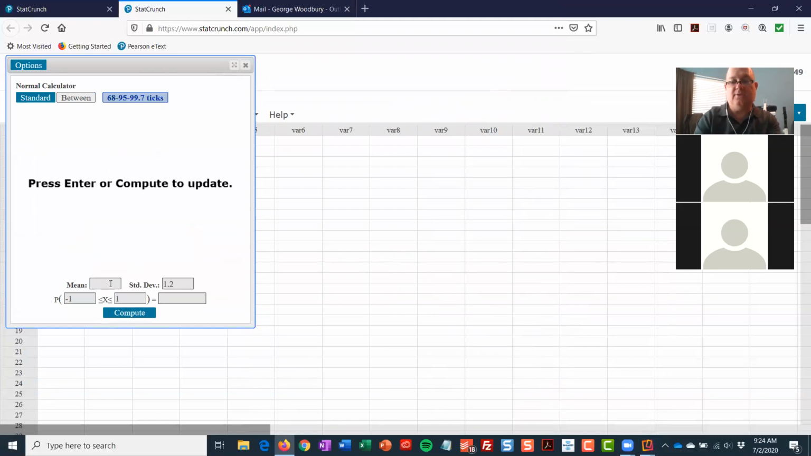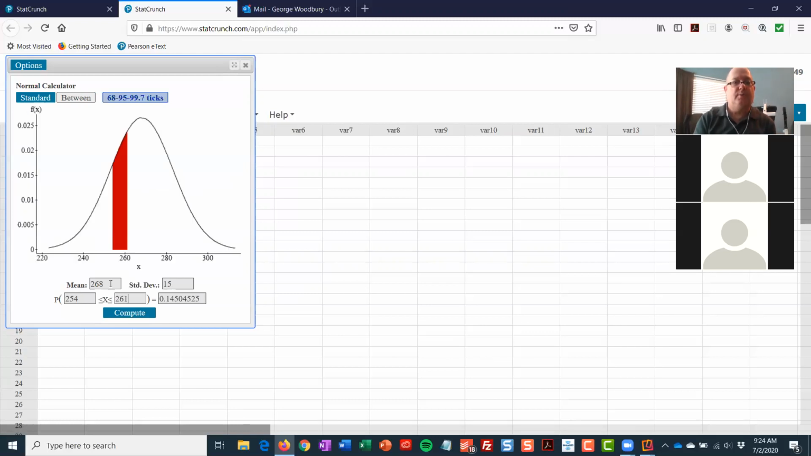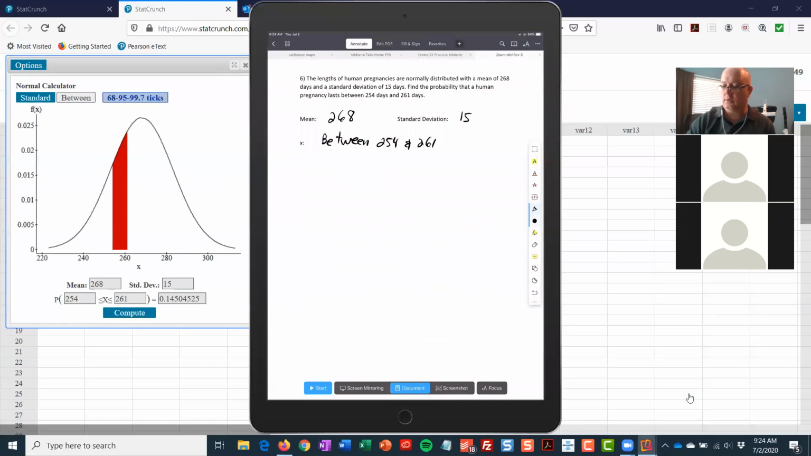Just have to change out the mean and standard deviation. The most common mistake is not changing the mean and standard deviation, which will be defaulted as 0 and 1, or keeping the same mean and standard deviation from one problem to another. So just be careful with that. Okay. We're looking between 254 and 261. And we can see in the graph, it shows in that little red area there, that's the area that represents probability. 0.1450 is the right result. So I think there are 2 normal probability problems like the 2 that we've done here. Again, just tell me which calculator you used, what you typed in, and what your result was.